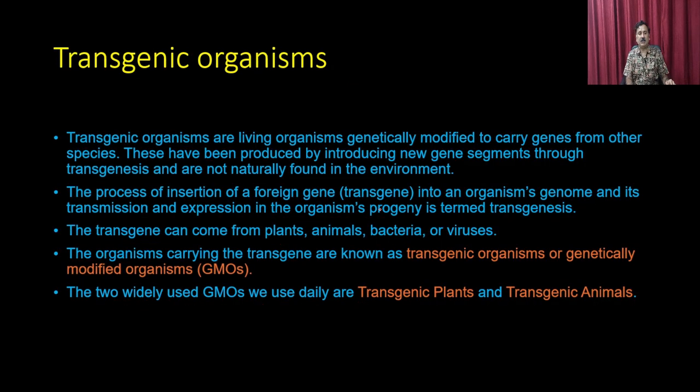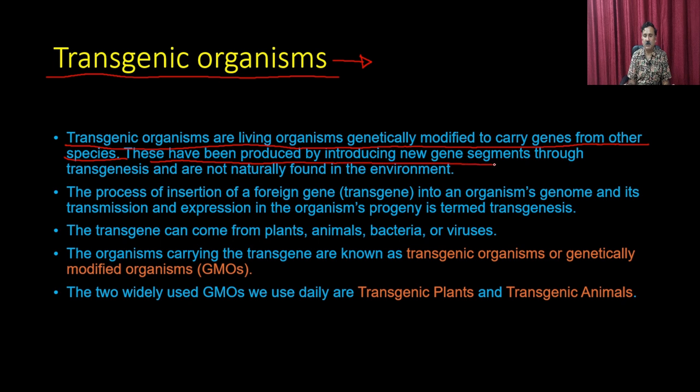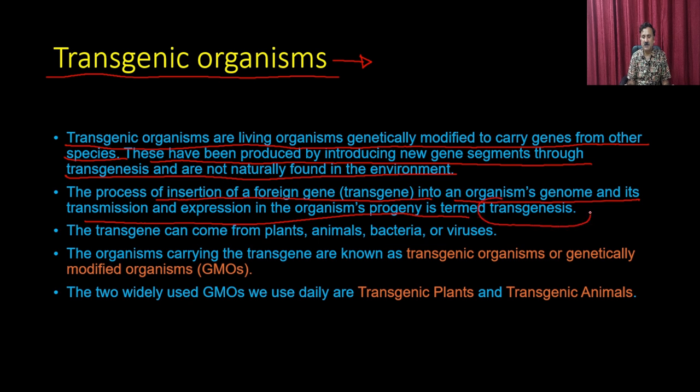Then the second application is the generation of transgenic organisms. With the help of recombinant DNA technology, you can generate transgenic organisms. Transgenic organisms are living organisms genetically modified to carry genes from two species. These have been produced by introducing a new gene segment through transgenesis and are not naturally found in the environment. The process of insertion of a foreign gene, that is the transgene, into an organism's genome, and its transmission and expression in the organism's progeny, is termed transgenesis.